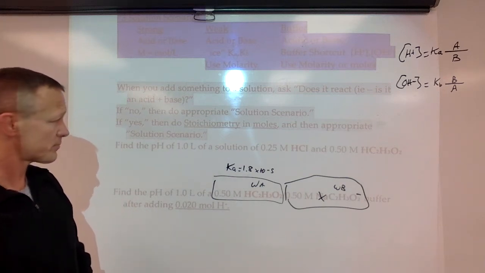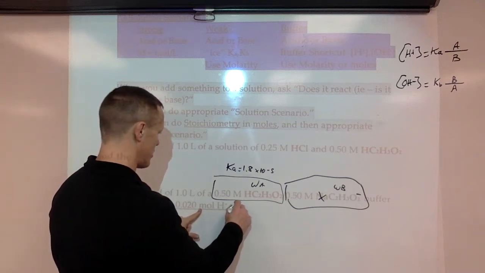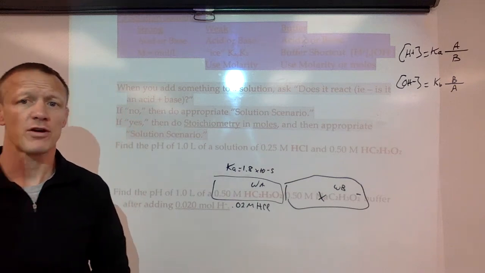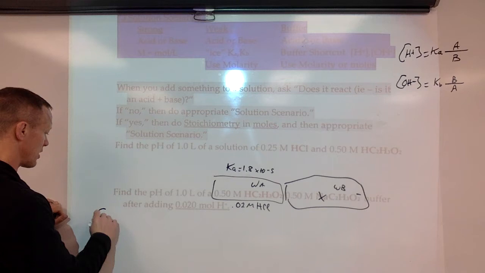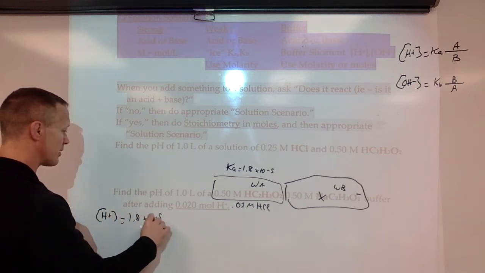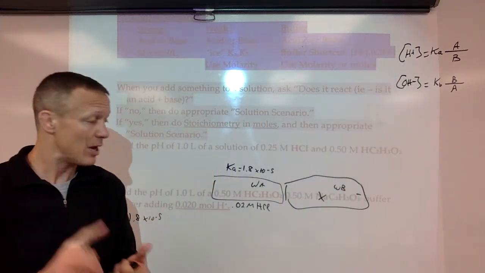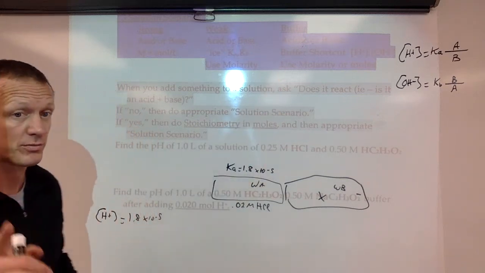Let's do this. So they want to know after we add this much H+. So say we're adding maybe 0.02 molar HCl. Let's do this first. Let's figure out the pH of the buffer before we add anything to it. So we can do concentration H plus equals Ka, 1.8 times 10 negative fifth. And we're using this whenever we have a buffer scenario. So whenever I have a weak acid and its conjugate base, I immediately know I'm using that equation.